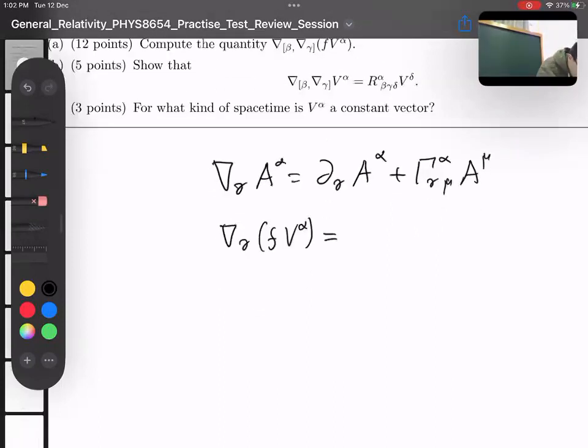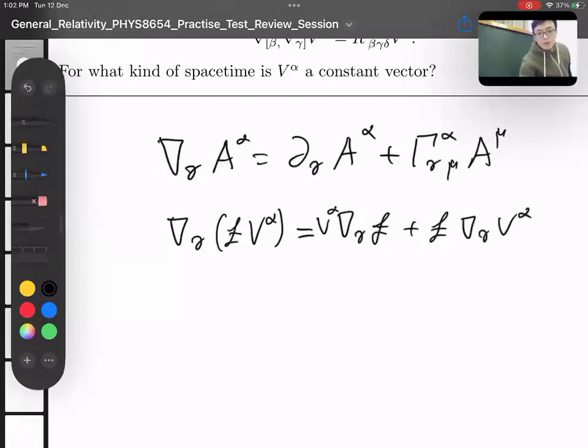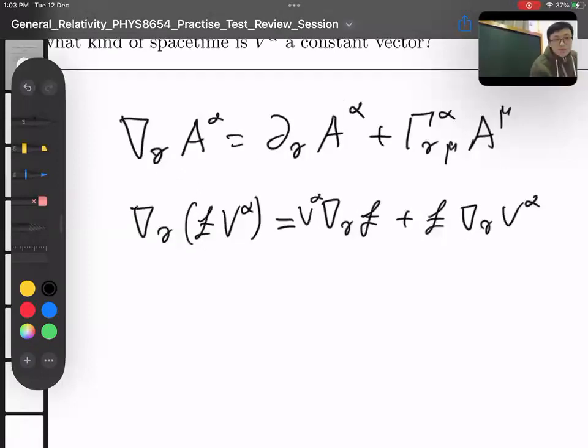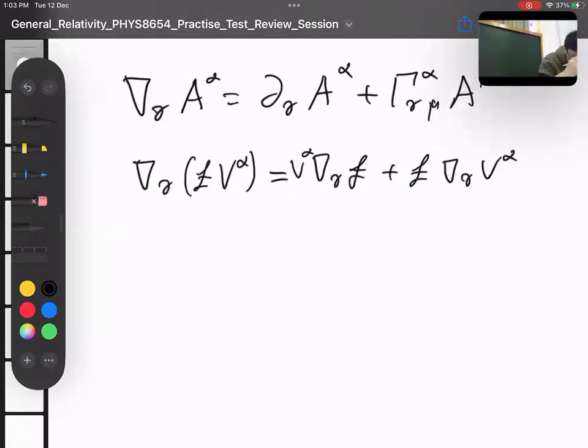So the product rule is gamma F G alpha plus F gamma B alpha. By the way, can people on the Zoom hear me? Okay. Doesn't really matter. Well, I think Mayan is on the Zoom, right? Yeah. Basically, after you do this, you just do it a second time.